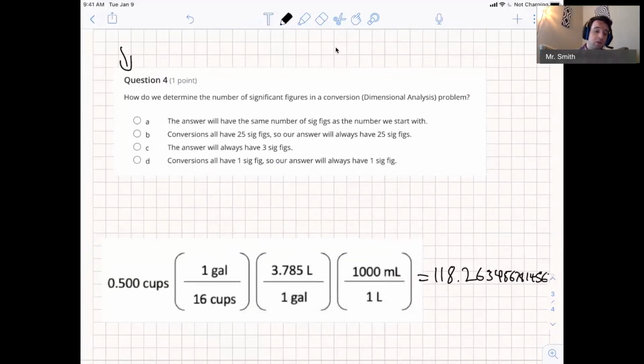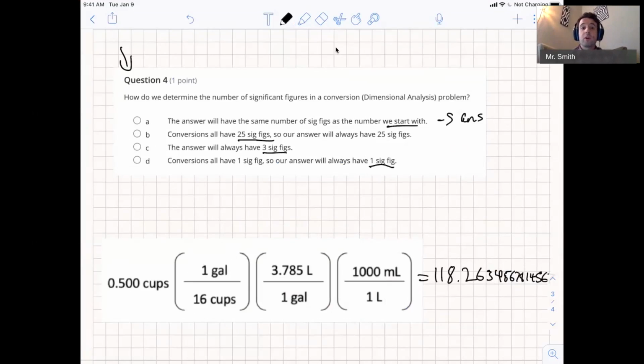The answers are kind of, well, whatever you start with, that's the number of sig figs your answer should be. Another one says it's got to be 25, 25 is the number of sig figs you need to have. Another one says 3, 3 is the number of sig figs you have to have. And a third one says 1, 1 is the number of significant figures you have to have.